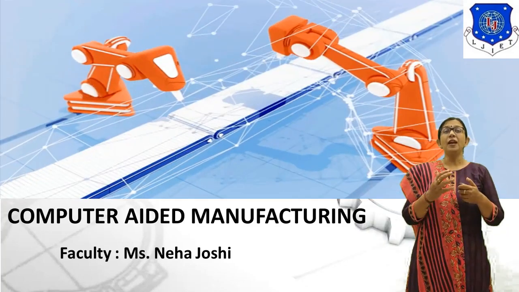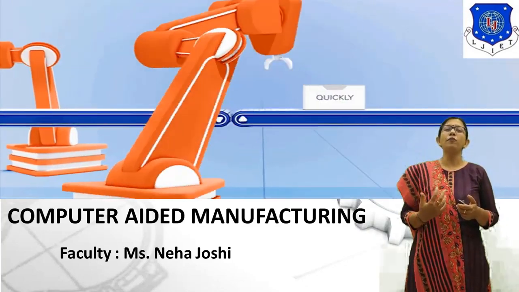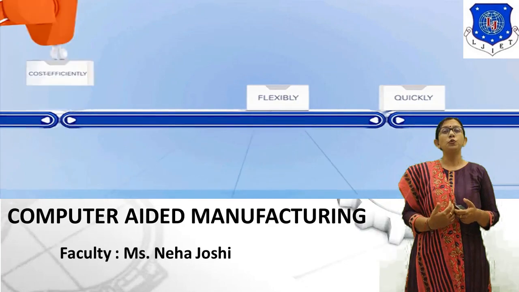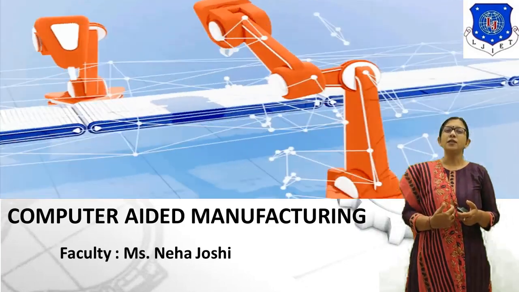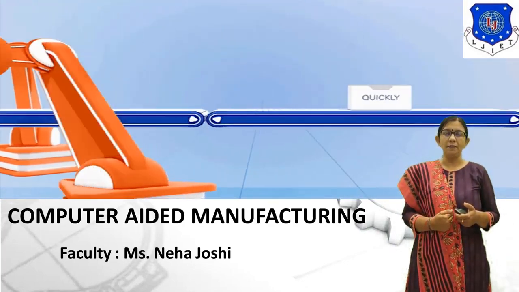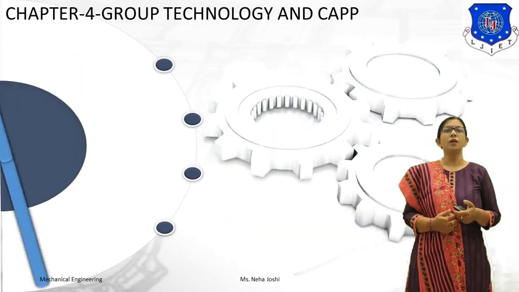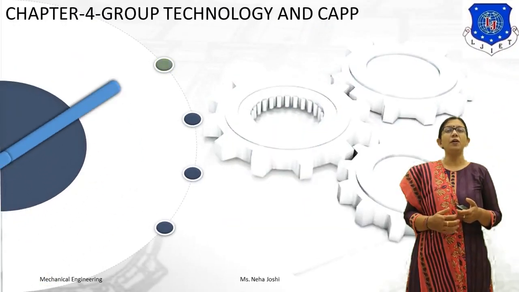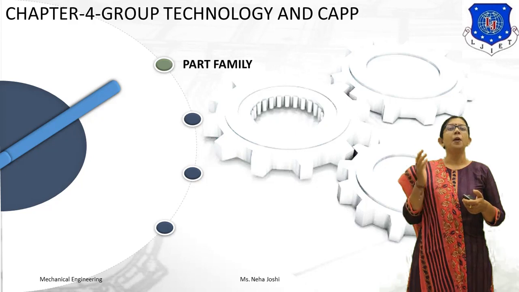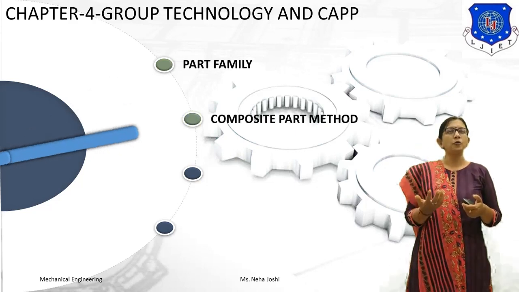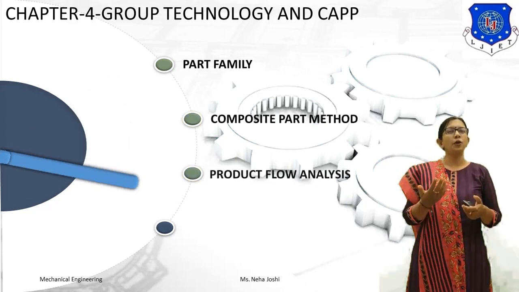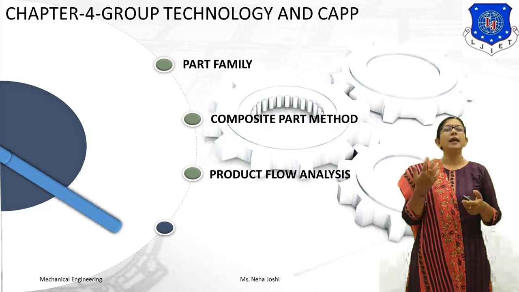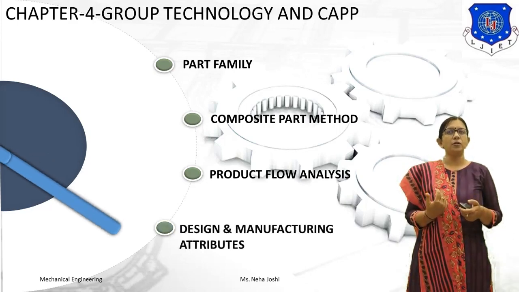Let's start our fourth chapter, Group Technology. In the previous session, we discussed an overview of group technology, when to use group technology, process type layout, and group technology type layout. In today's session, we will cover different topics like part family, composite part method, product flow analysis, design and manufacturing attributes.